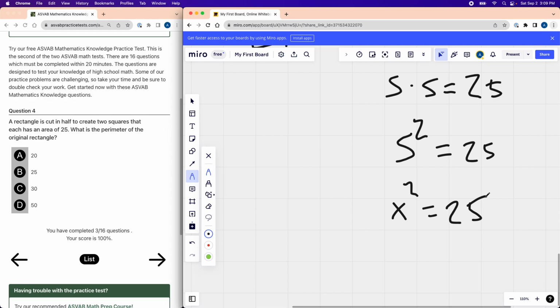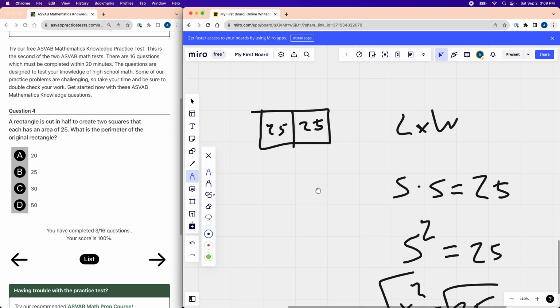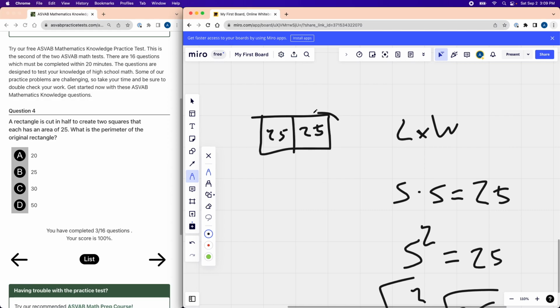And now I want to solve for x. When I have something that is squared and I want to solve for x, I need to take the square root of it. So I take the square root of x squared, and that means I need to take the square root of 25, which gives me x equals 5. And again, remember, x was one of the sides. So now I know that one of the sides of this square is 5.